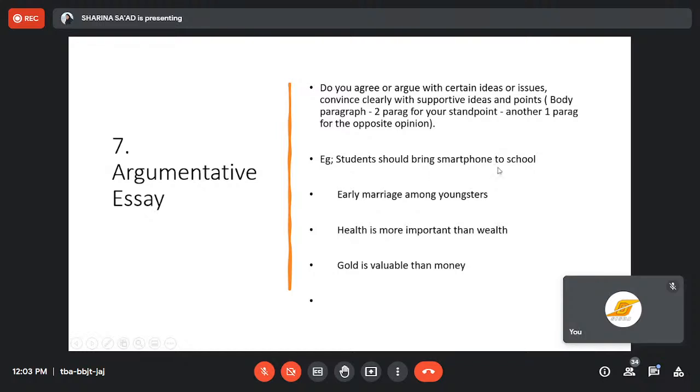For example, students should bring smartphone to school. Do you agree? Okay, so you can write whether you agree, and you can also disagree. You can also have this 50-50 partial agreement. So 50-50 is quite difficult because you have to write 6 paragraphs. Because your 50% on agreement, 50% on disagreement should be balanced. Okay, that's why you have to write 6. For the others, if you agree or disagree, you only have to write 5 paragraphs. Okay, I'll show you afterwards.